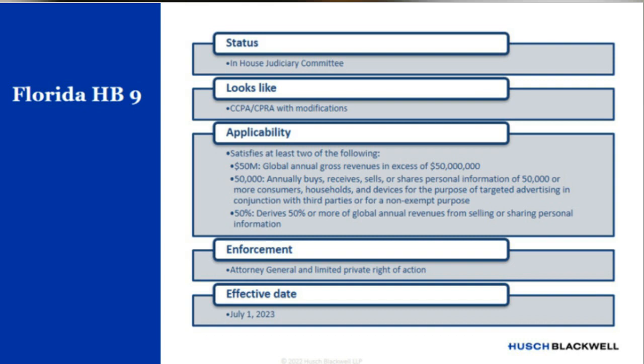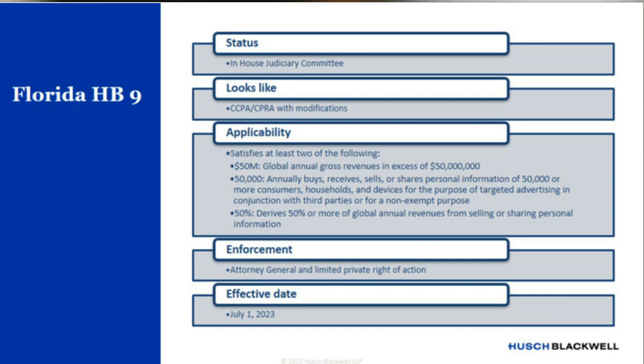So again, for now, there's a monetary threshold of exceeding $50 million, which is double California's $25 million threshold. There's a volume threshold: if you annually buy, receive, sell, or share the personal information of 50,000 or more consumers for targeted advertising or a non-exempt purpose. And there's a CCPA-like 50% of revenues threshold.